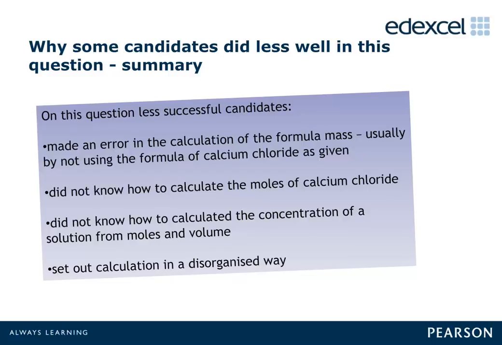On this question, unsuccessful candidates made an error in the calculation of the formula mass, usually by not using the formula of calcium chloride as given. They did not know how to calculate the moles of calcium chloride, did not know how to calculate the concentration of a solution from moles and volume, and set out the calculation in a disorganized way.